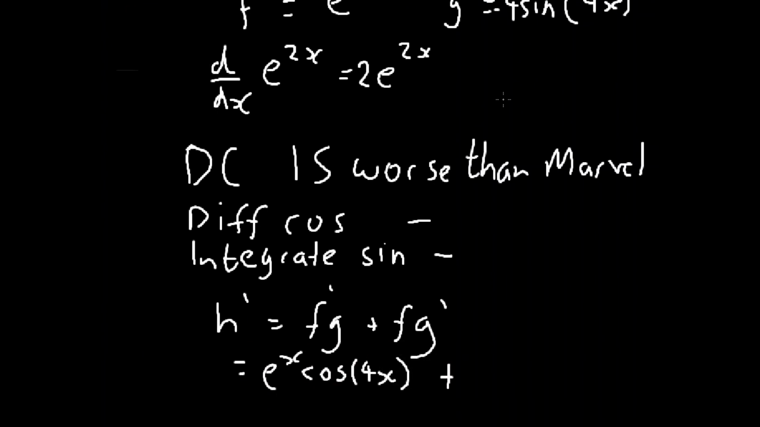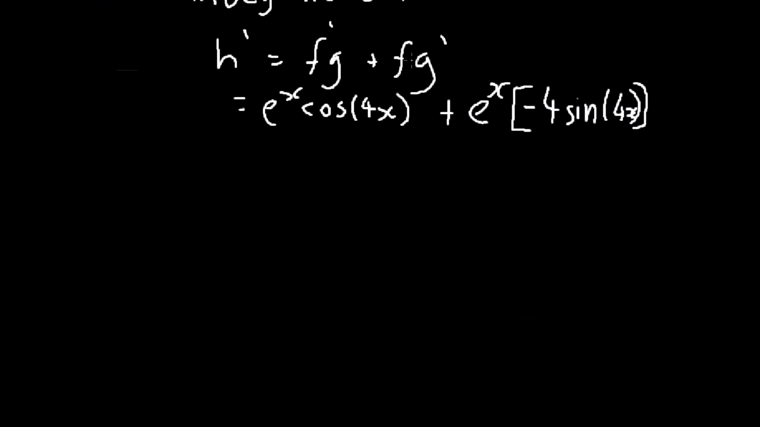Plus regular plain old boring e to the x, right? And then g prime, and we figured that out as being minus 4 sin 4x. So I like to wrap it in brackets because we've got that negative sign. Okay, cool. So now it's really up to you if you want to simplify it. It's only 2 marks, so I don't think you need to simplify it, but I'm going to show you the process to simplify it so that it becomes a lot easier later if you want to manipulate equations.